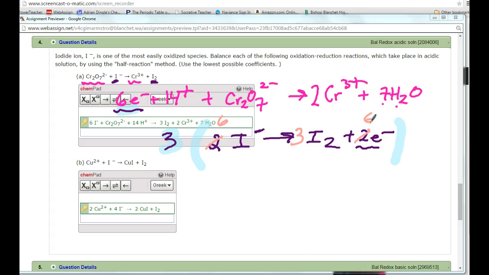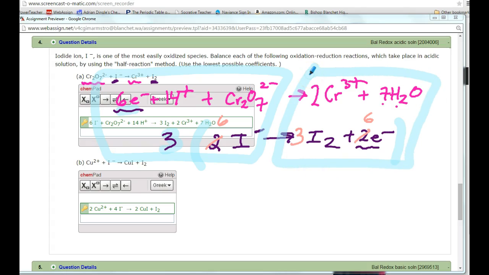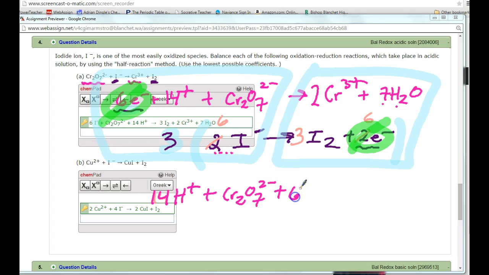Now when I add the like halves, so this side of the arrow I'll add up, and that side of the arrow I'll add up, and I cancel like terms. So those e's will cancel out, so I don't even write them in my final answer. So it looks like I have 14 H plus, Cr2O7 2 minus, plus 6 I minus, arrow.